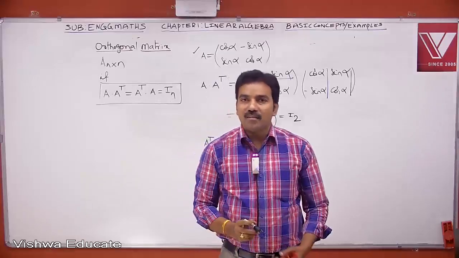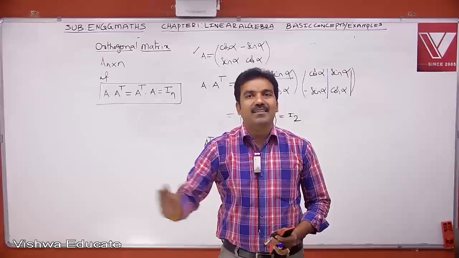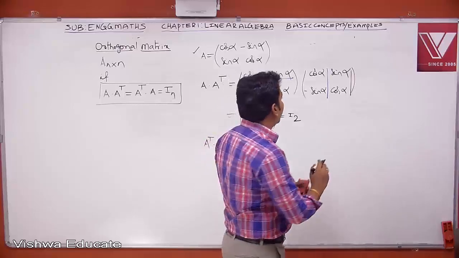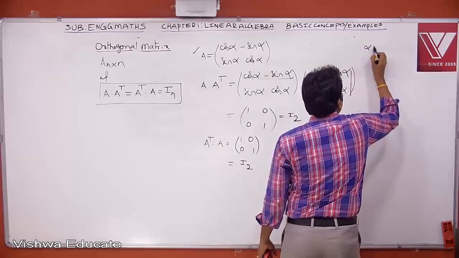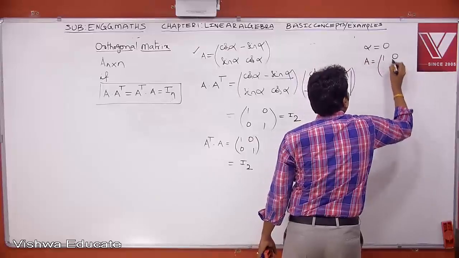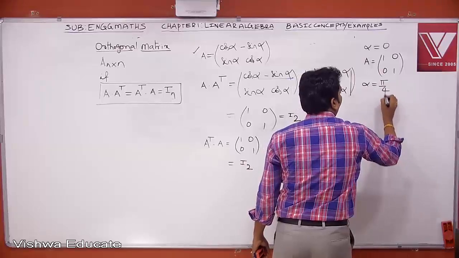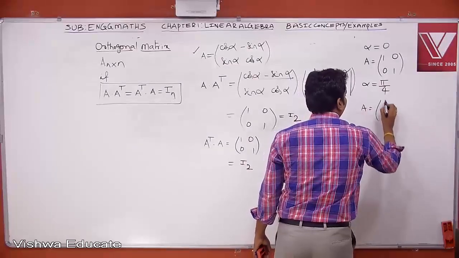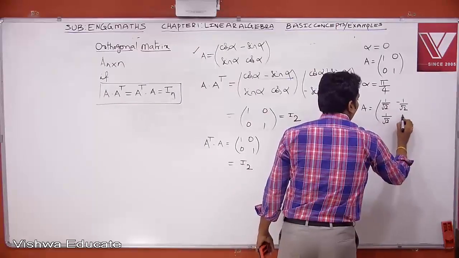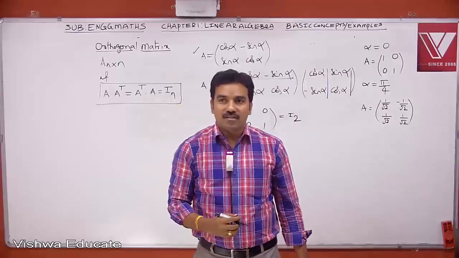See, the specialty of this matrix is it is not a single matrix. When you change alpha values over the entire x-axis, you will get different matrices. Suppose if you take alpha equal to 0, then this matrix A is nothing but 1, 0, 0, 1. So it is an orthogonal matrix. Suppose if alpha equal to pi by 4, then the matrix reduces to 1 by square root of 2, minus 1 by root 2, 1 by root 2, 1 by root 2. So all these are examples of 2 by 2 orthogonal matrices.